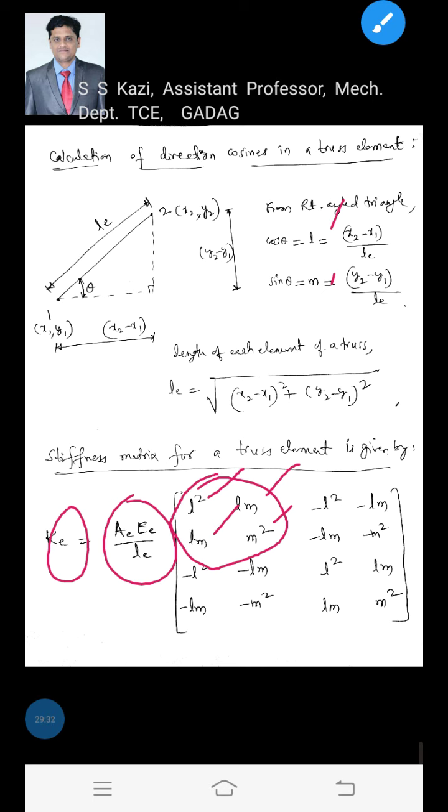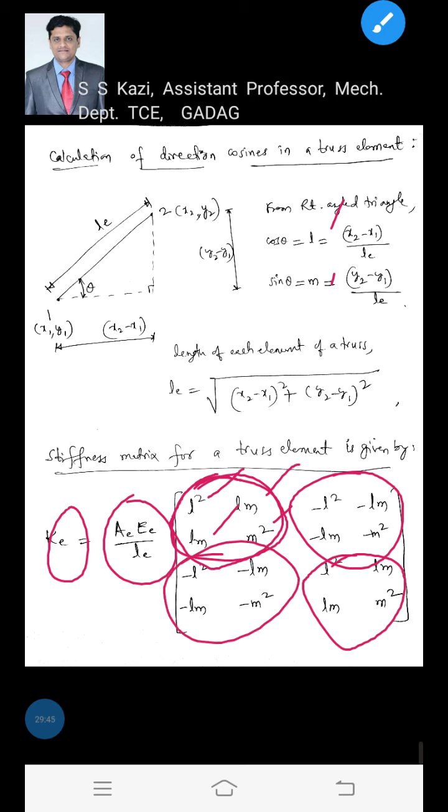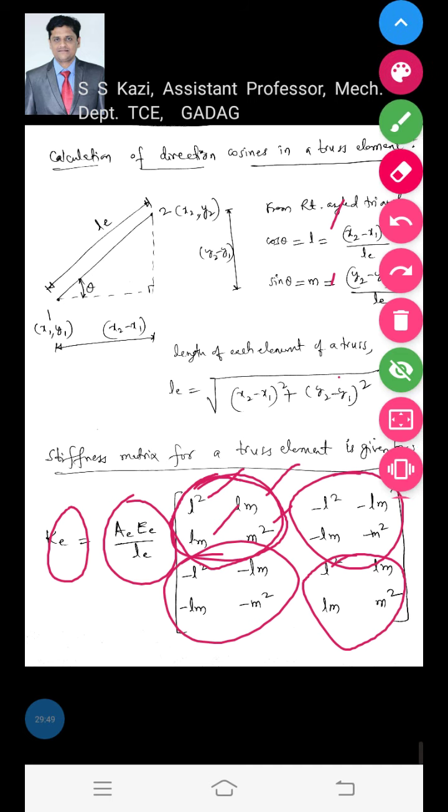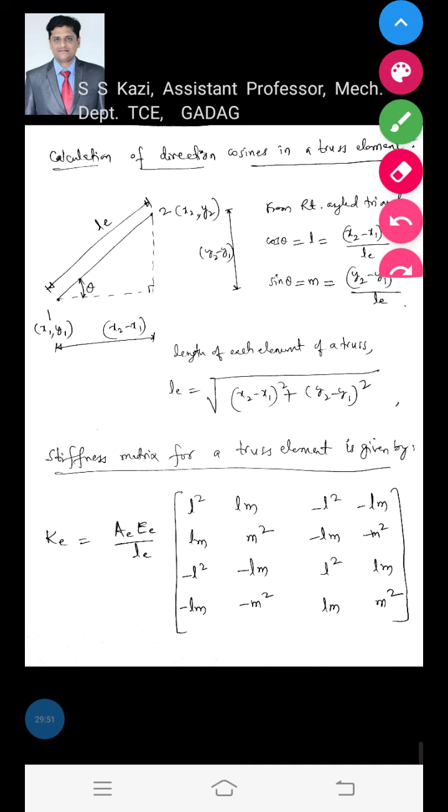as we know that stiffness matrix is a symmetric one, the same L square, Lm, Lm, m square you should write here symmetric to this, and the same L square, Lm, Lm, m square, negative of these values, write it here, and symmetric of this: minus L square, minus Lm, minus Lm, minus m square. Like this you remember this formula, okay, for the stiffness matrix of a truss element.